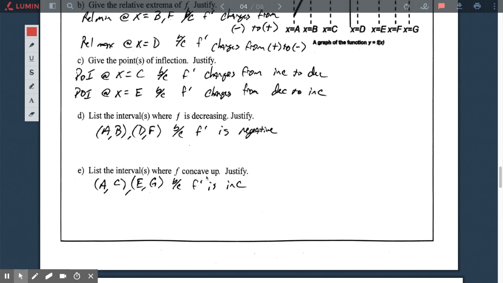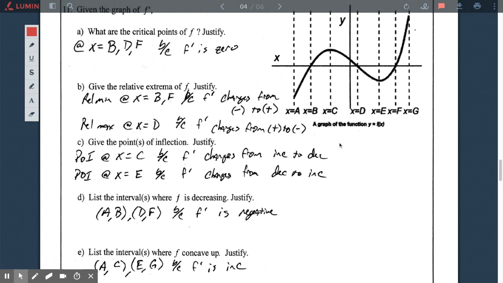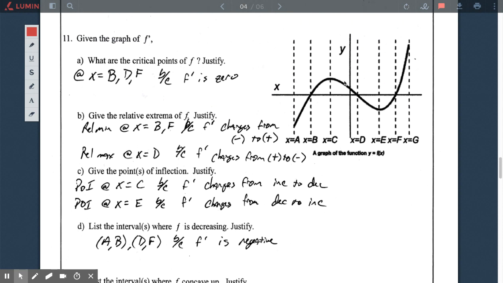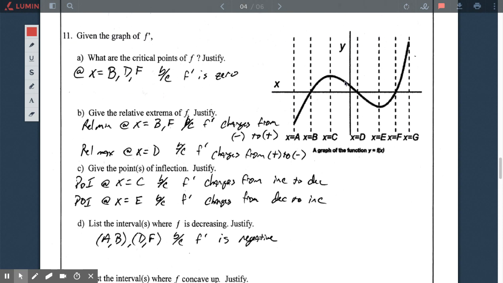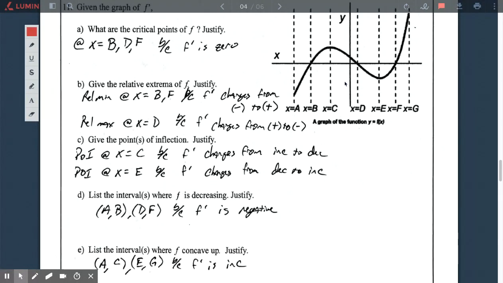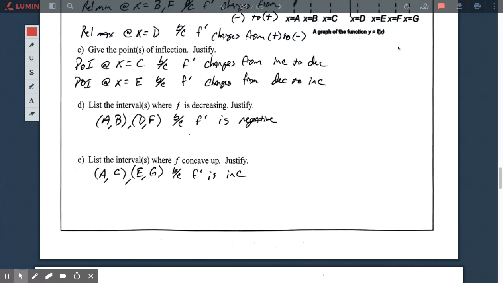And the intervals where f is concave up. If I'm looking at the first derivative and I want to be concave up, then that means the first derivative has to be increasing. So we're increasing from A to C and from E to G. And that's why we are concave up on those intervals, because f prime is increasing. Remember, if f prime is increasing, then that means the second derivative is positive. And if the second derivative is positive, then that means we are concave up.